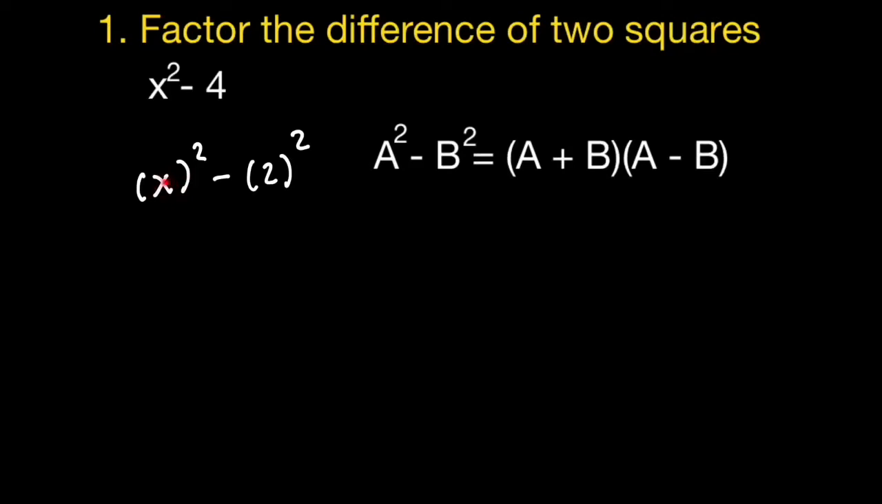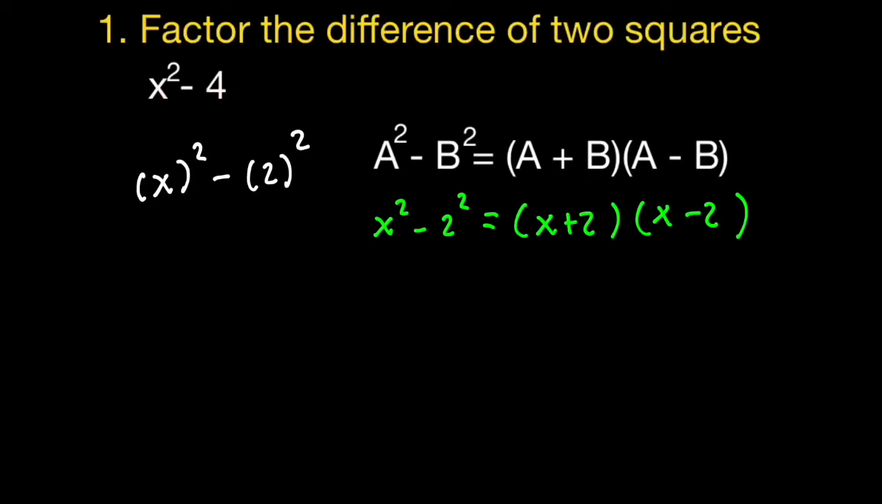So I'm going to let x equal a and I'm going to let 2 equal b. And if we follow this outline with x squared and 2 squared, you can see that we can rewrite this as x plus 2 multiplied by x minus 2. And that would be the factorization for this binomial.